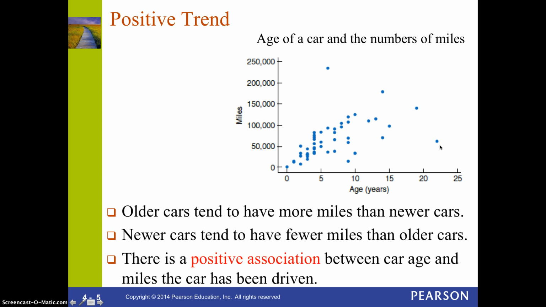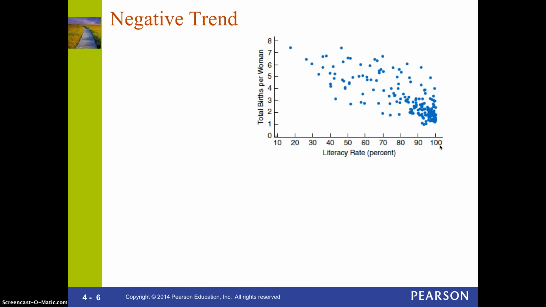So we can talk about what the scatter plot shows. We can see that older cars tend to have more miles than newer cars. Or you can also say newer cars tend to have fewer miles than older cars, or that there's a positive association between the car age and miles the car has been driven. Okay, so these are just some examples of sentences you could write that would describe this scatter plot and the fact that it has a positive trend or a positive association. So with a positive trend, as one variable increases, the other one will also increase. Okay. Negative trends are as one variable increases, the other variable will decrease.